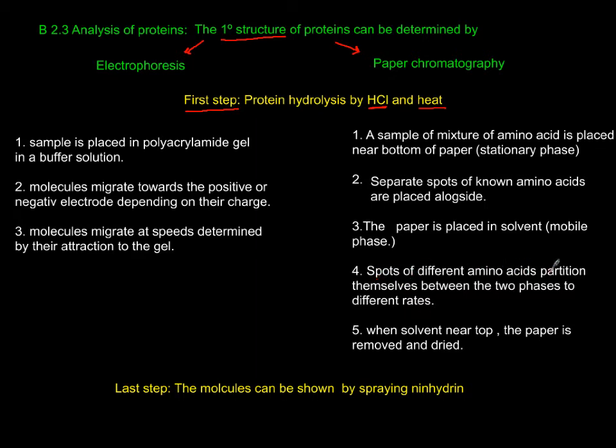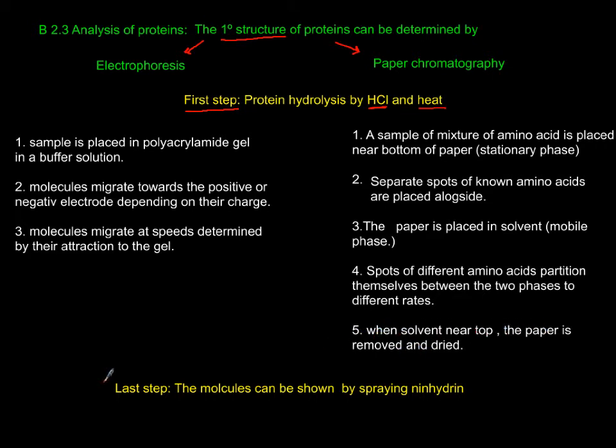The spots of different amino acids partition themselves between the two phases at different rates. Those that are soluble in your mobile solvent travel further. Those that are not so soluble, and have low boiling point, usually have affinity to be absorbed by the paper. Now, when the solvent nears the top, the paper is removed and dried.